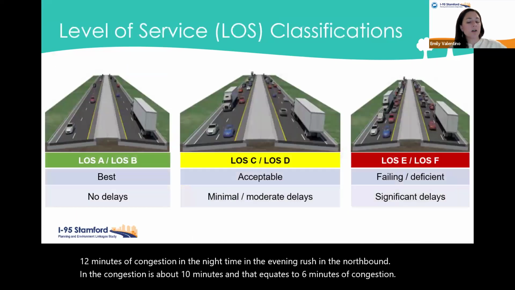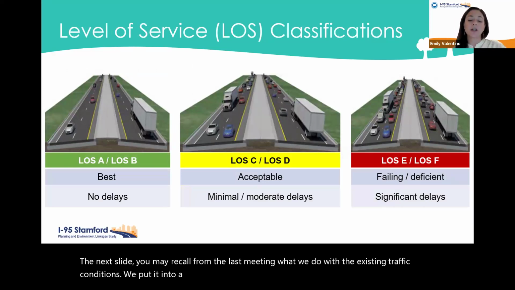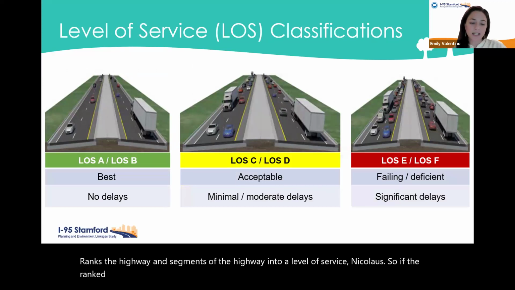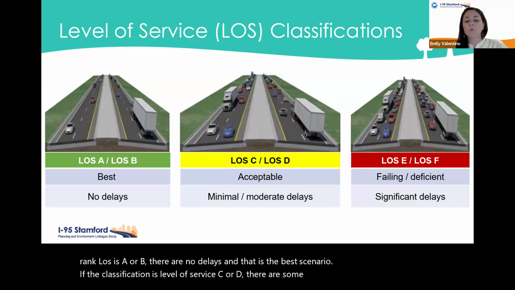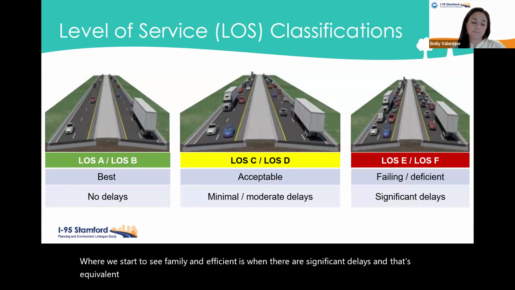The next slide you may recall from the last meeting, what we do with the existing traffic conditions, we put it into a traffic model, and the result ranks the highway and segments of the highway into a level of service. We call it an LOS. So if the rank LOS is A or B, there are no delays, and that is the best scenario. If the classification is level of service C or D, there are some minimal delays. It's still acceptable. Where we start to see failing or deficient is when there are significant delays, and that's equivalent to level of service E or F.